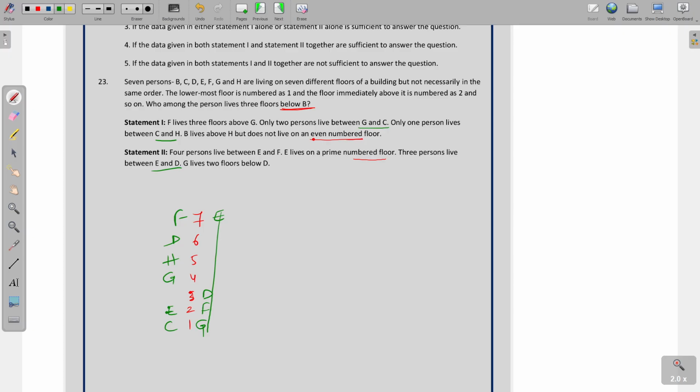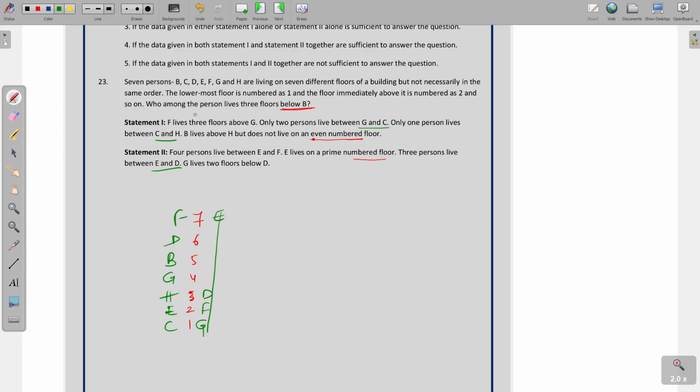So not 3 persons, it is 1 person. Okay. So 1 person in the sense, H is placed here. And next, B lives above H and does not live on an even numbered floor. So B lives on the 5th floor. So if we mix statement 1 and statement 2, we get the complete puzzle.